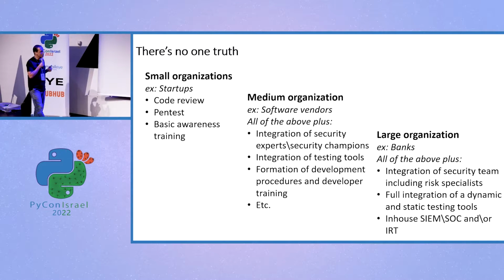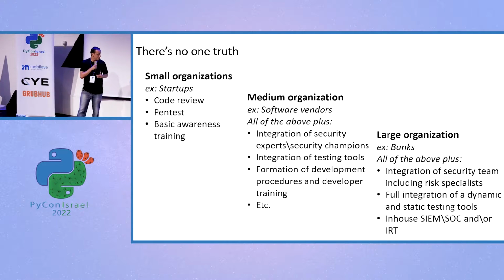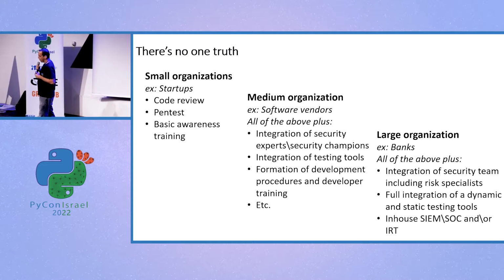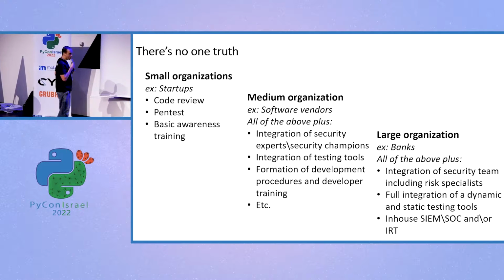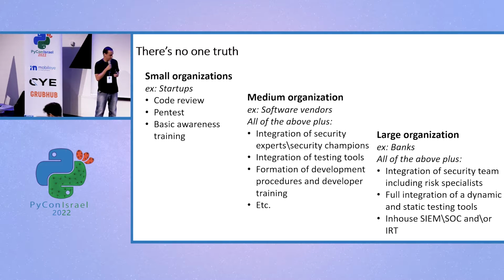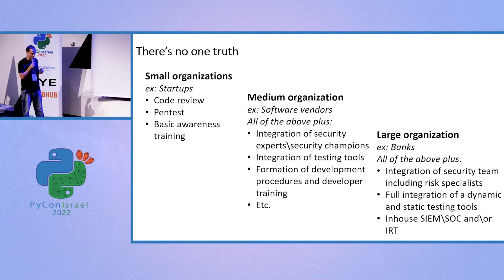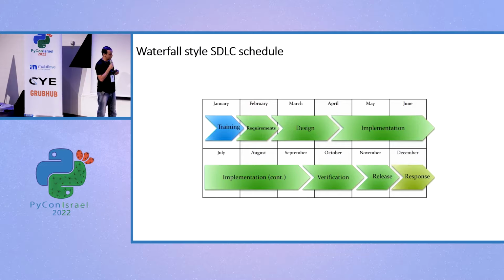If you are a medium organization, you need all of the above, plus an integrated security expert in-house, integrated security tools, and formation of secure development procedures. If you are a large organization such as a bank, you need a dedicated security team that thinks about security all day long, integrates in-house tools, and also an in-house security operations center. This is a center that monitors all of the systems 24/7. So this is an example of different types of organizations that invest different amounts of resources into cybersecurity.